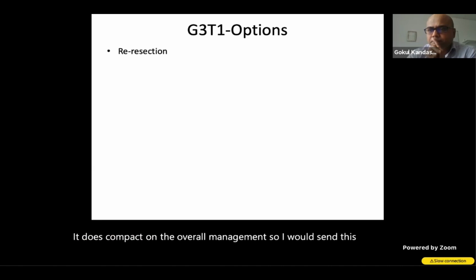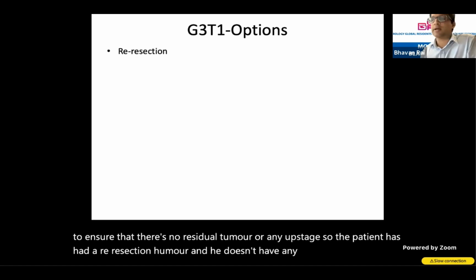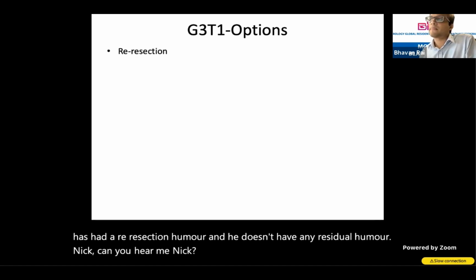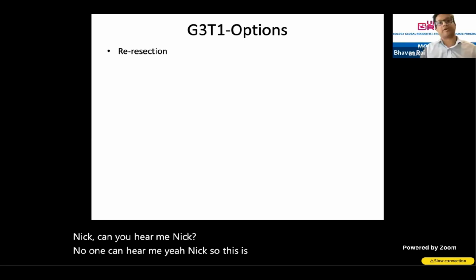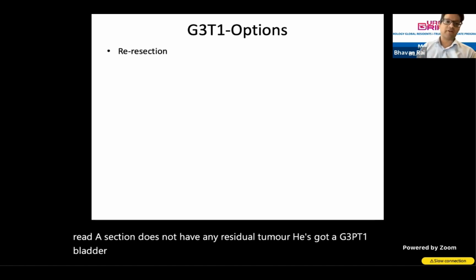The reason why we do a re-resection is to ensure that there's no residual tumor or any upstaging. Nick, can you hear me? So this is a young gentleman who's had a re-resection and does not have any residual tumor. He's got a G3pT1 bladder cancer. What do you think the options here are, Nick, and what would you do in your practice?